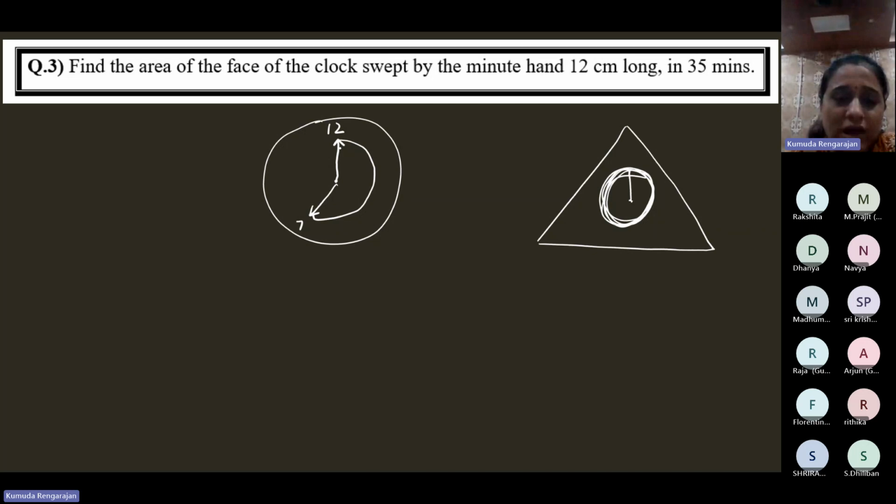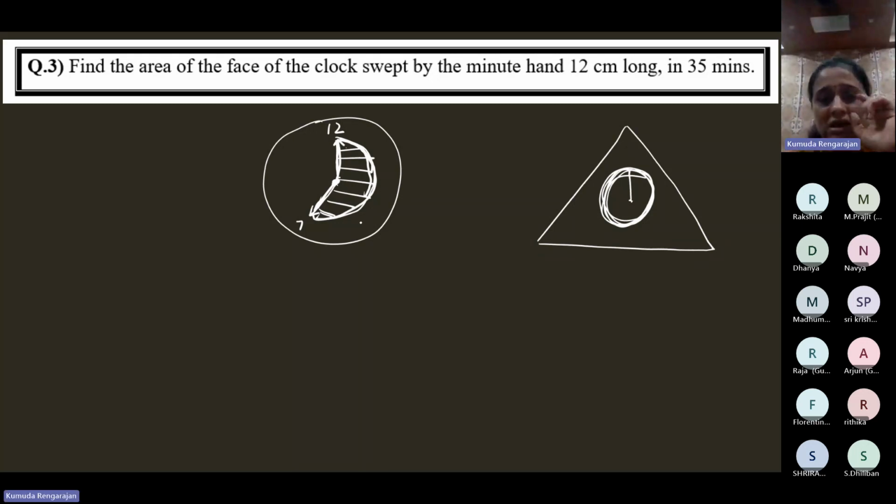So the minute hand is at 12. It moves in 35 minutes and comes to 7. So this is the area it would have swept in going 35 minutes. This region is swept by the minute hand. This is a sector. You can see this is the center. This is the radius. This is also the radius. And this is the arc. And this is the area of the face of the clock swept by the minute hand in going 35 minutes.